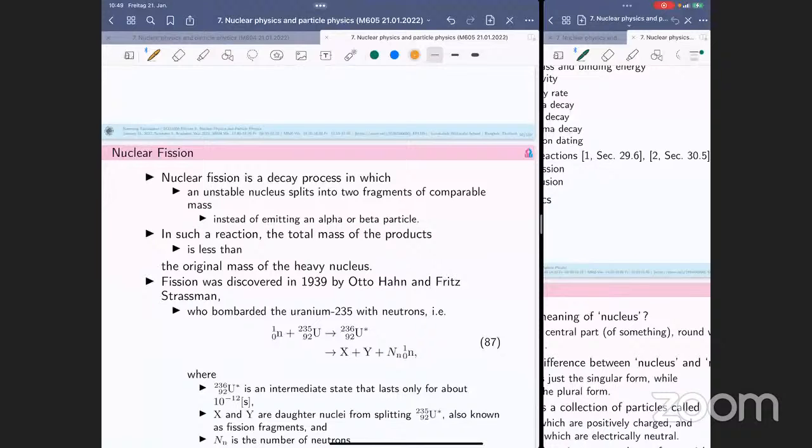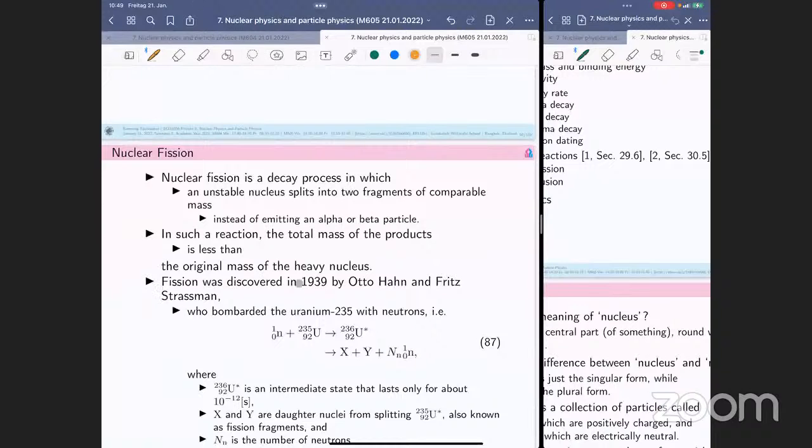And in this decay process, humans can get a lot of energy from that. In such a reaction, the total mass of the product is less than the original mass of the heavy nucleus. So it's good because the mass difference is positive. Once the mass difference is positive, it means the mass difference is converted to energy. Yes, we get the energy from this process, and humans have used it for special purposes in a good way.